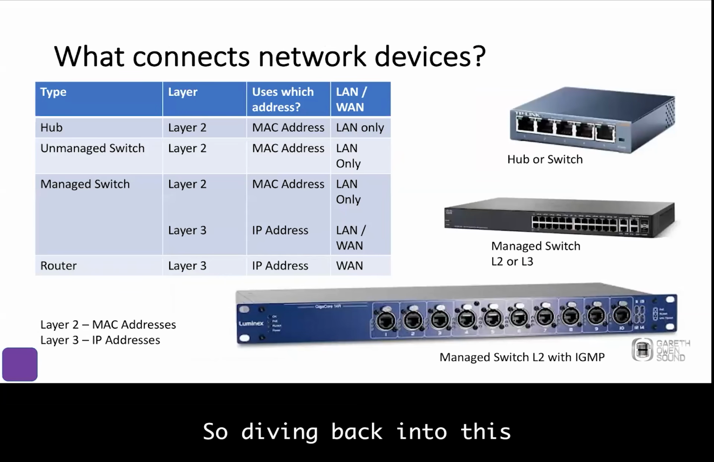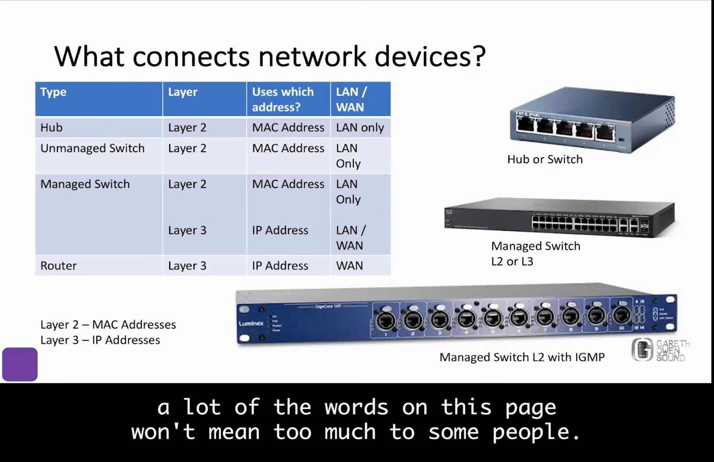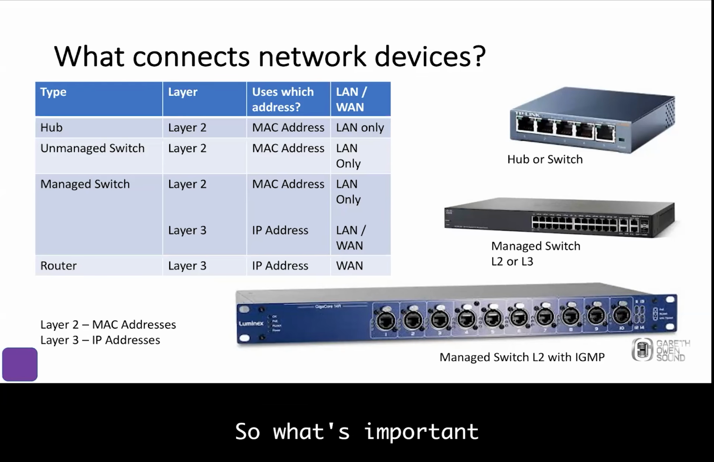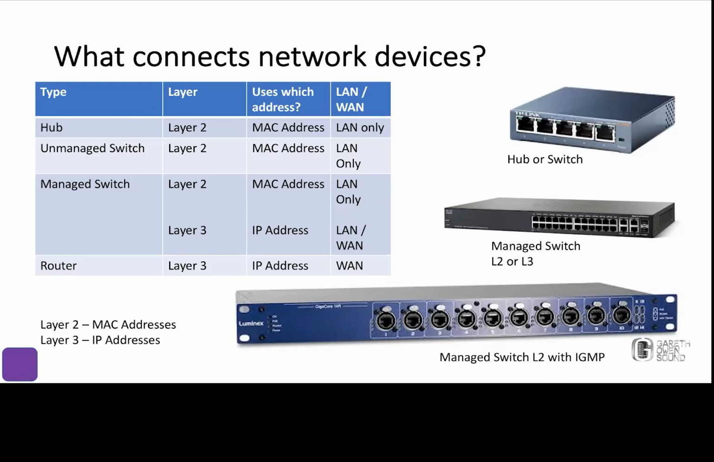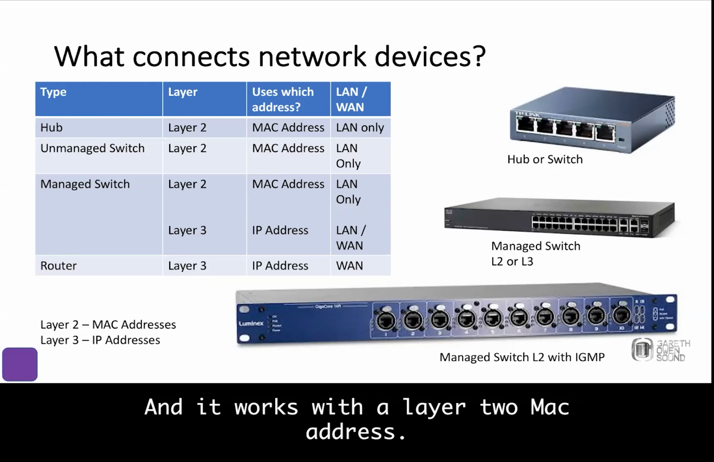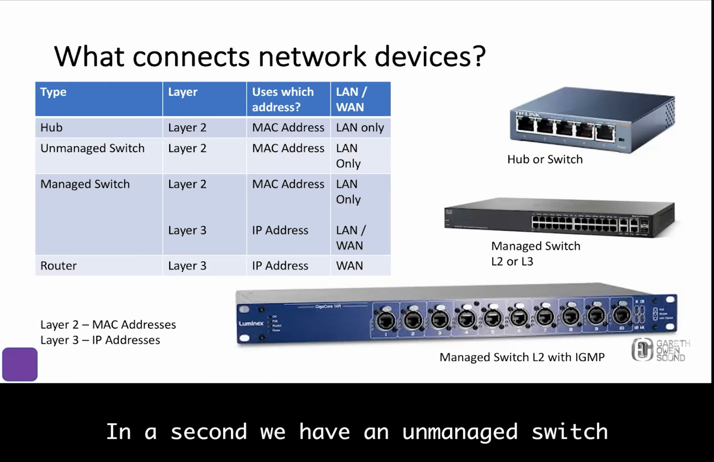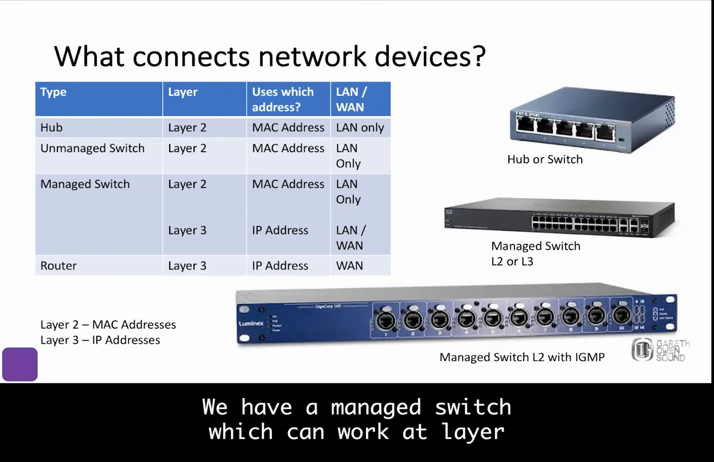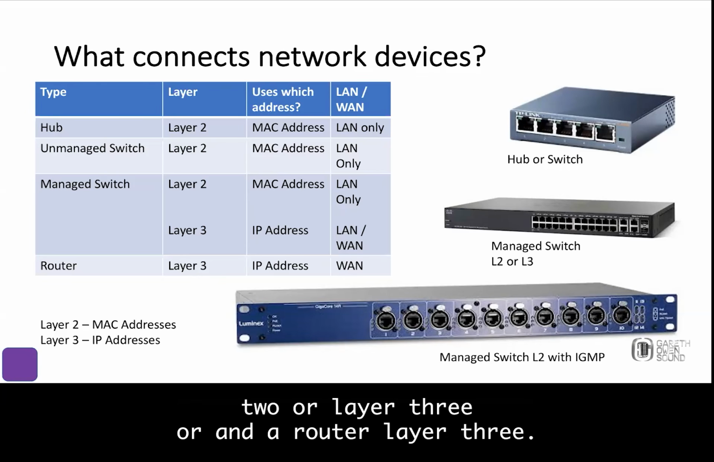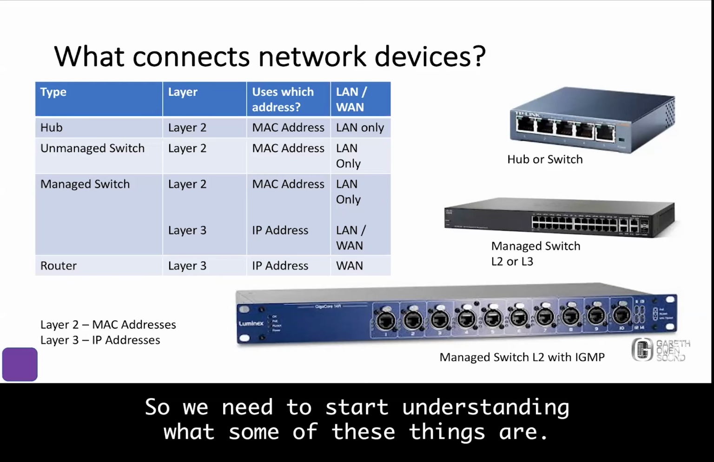So diving back into this hub, switch, router. At the moment, a lot of the words on this page won't mean too much to some people. So what's important in this second is that hub we should never be using anymore. And it works with a layer 2 MAC address. I'll worry about that in a second. We have an unmanaged switch, which we'll often call a dumb switch. We have a managed switch, which can work at layer 2 or layer 3, and the router, layer 3. So we need to start understanding what some of these things are.